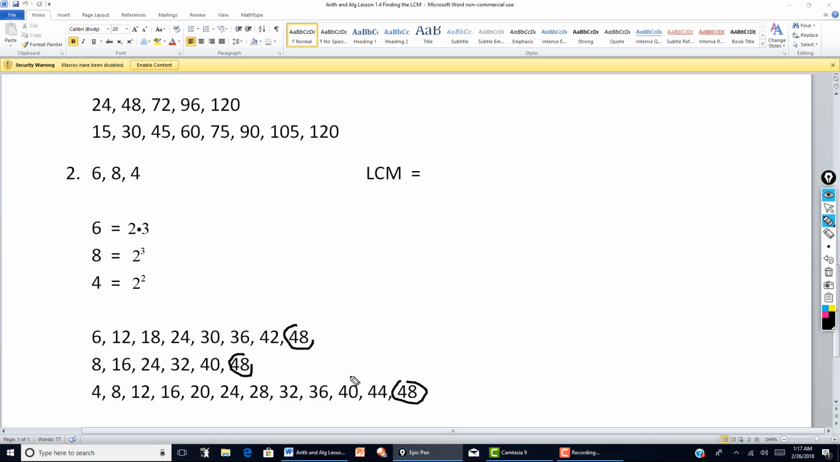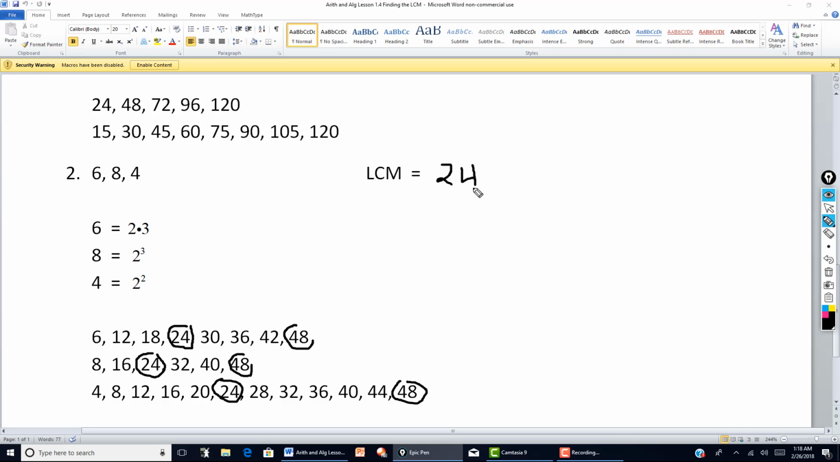But we want the smallest one. So the smallest that appears in all of them is 24. 24 is right here. 24 is right there. And of course it's right here. So that's the answer again. Do it that way. This is 24.